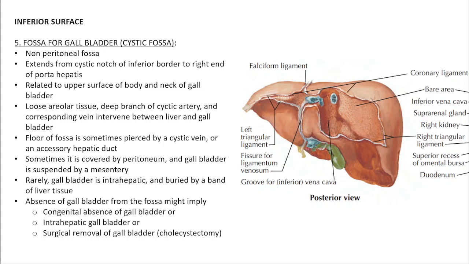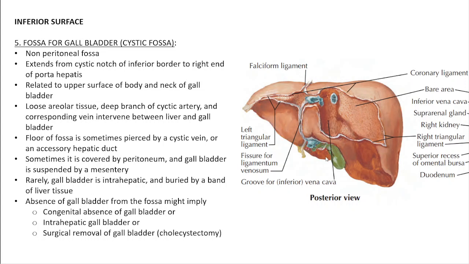Then the floor of the fossa is sometimes pierced by a vein draining the gallbladder, that is the cystic vein, and sometimes by an accessory hepatic duct which opens directly from the liver into the gallbladder. Then, rarely, the gallbladder is intrahepatic and buried by something similar to the pons hepatis, which was covering the gap between the right margin of the caudate lobe and the remaining part of the liver. That was pons hepatis. Pons hepatis can exist here also, burying the gallbladder within the liver.